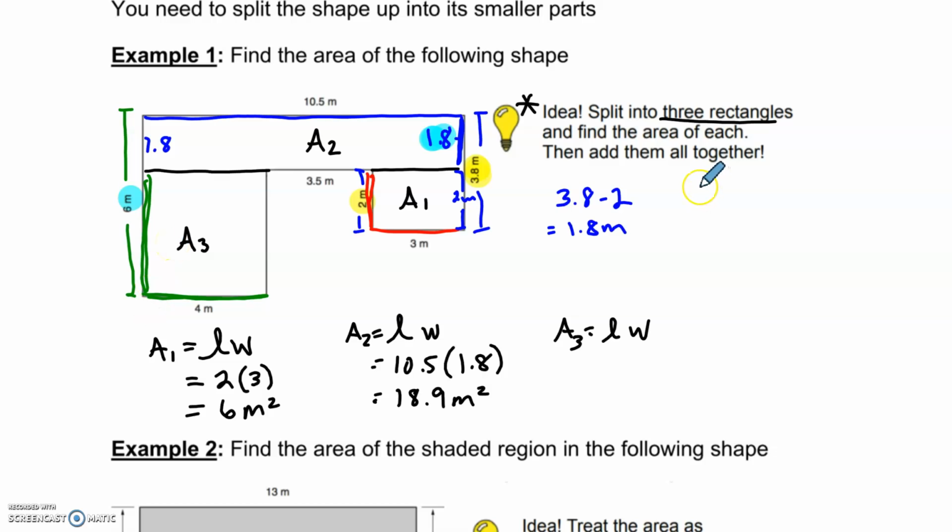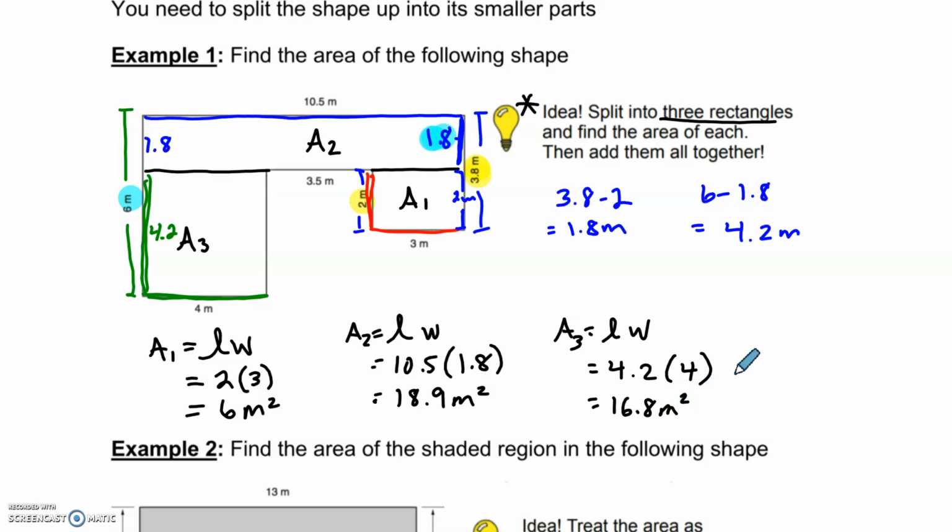So we're going to do 6 minus 1.8. Let's put that in my calculator. And I get 4.2 meters. So I know that this distance here is 4.2. All right, let's put it in to my calculation. So I have 4.2 times 4. So 4.2 times 4 gives me 16.8 meters squared.